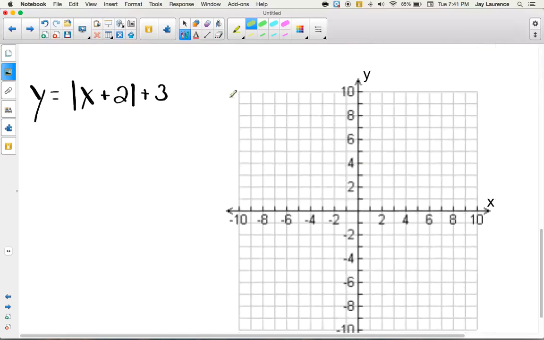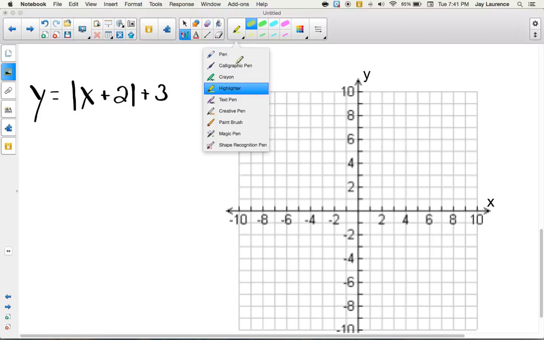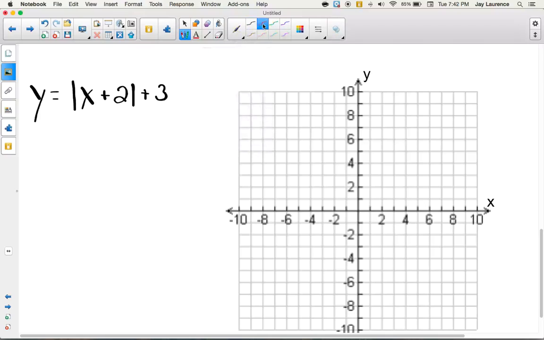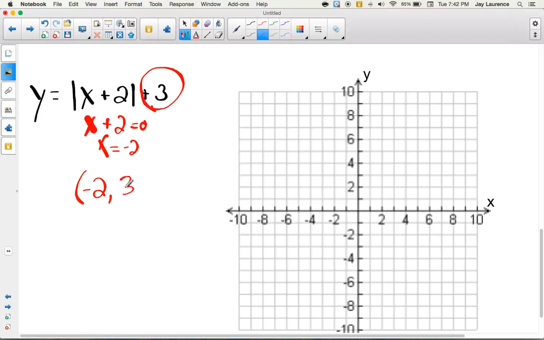Pause the video, see what you can do. All right, here we go. First, I find my vertex. So let's see, x plus 2 equals 0. Solving for x, I get x is negative 2. That means the x-coordinate of my vertex is negative 2. The y-coordinate is positive 3.